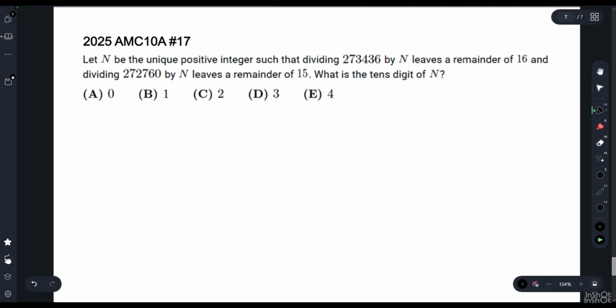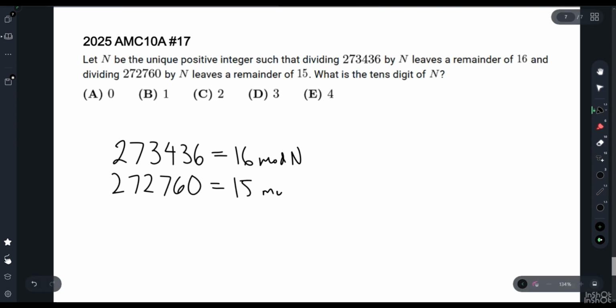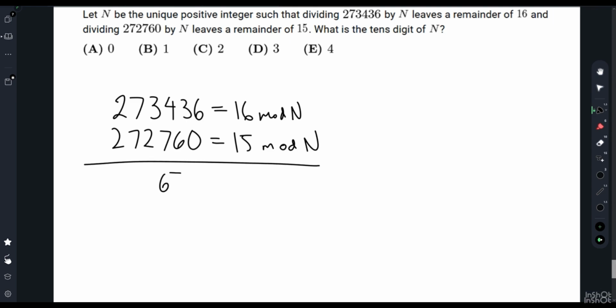Alright, so first of all, we know that 273,436 is equal to 16 mod n, and 272,760 is equal to 15 mod n. This means that, let's subtract these two numbers. This gives us 676 is equal to 1 mod n. So 675 is equal to 0 mod n.